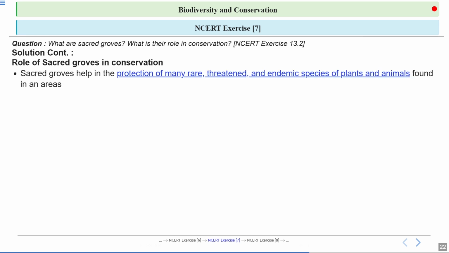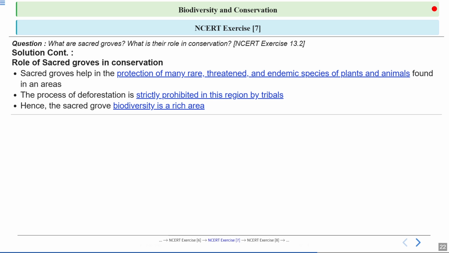Okay, let's talk about the role of sacred groves in the conservation of biodiversity. So, sacred groves help in the protection of many rare, threatened, and endemic species of plants and animals found in that area. Now, the process of deforestation is strictly prohibited in these regions by the tribals. The sacred grove biodiversity is maintained by the local people there, by the tribal people.